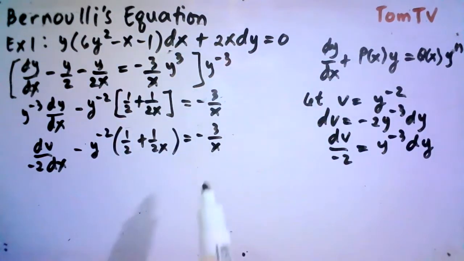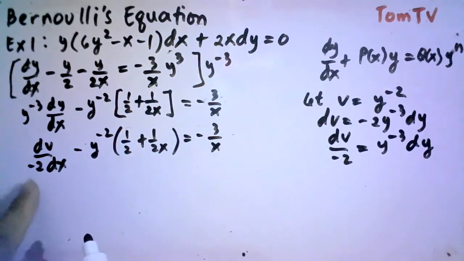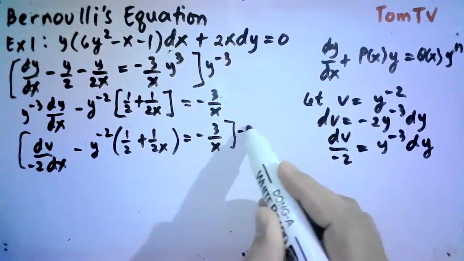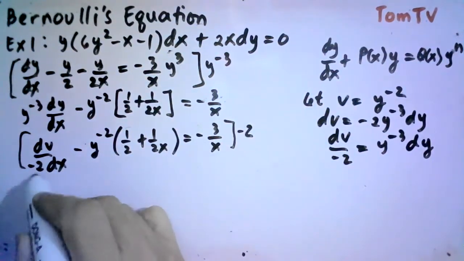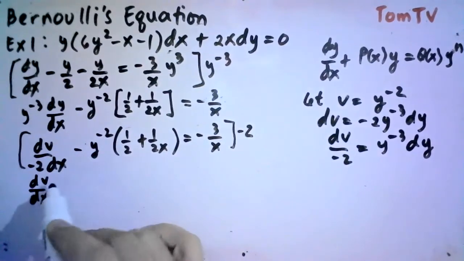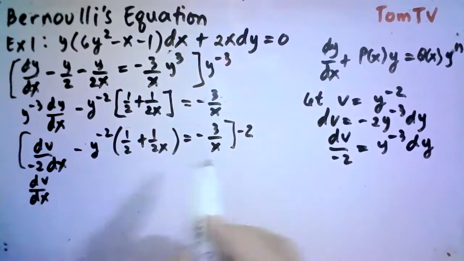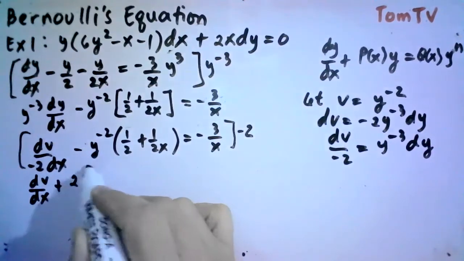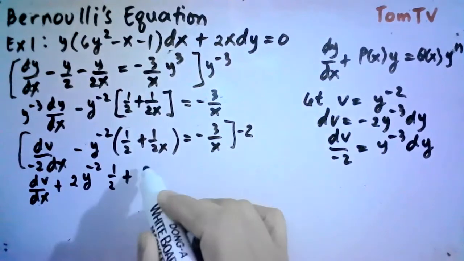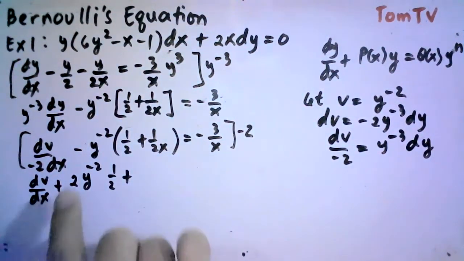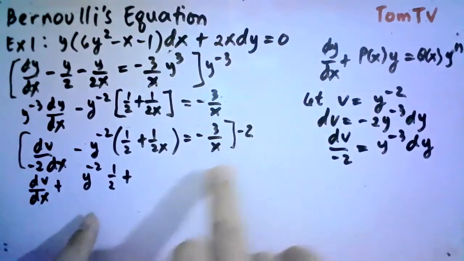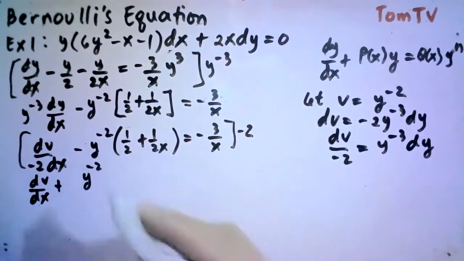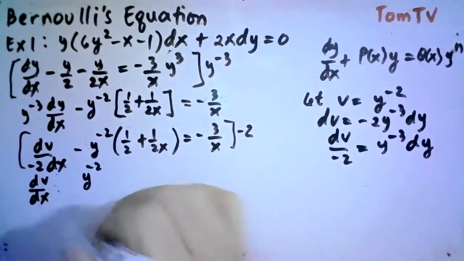Now, after we have this one, of course, we need to remove -2. Therefore, we have to multiply both sides by -2. So that what remains here is dv over dx. -2 times negative becomes positive, plus 2y^-2, and then 1/2 plus, okay, so I will just multiply the negative sign, and then this 2 will be multiplied to this number.